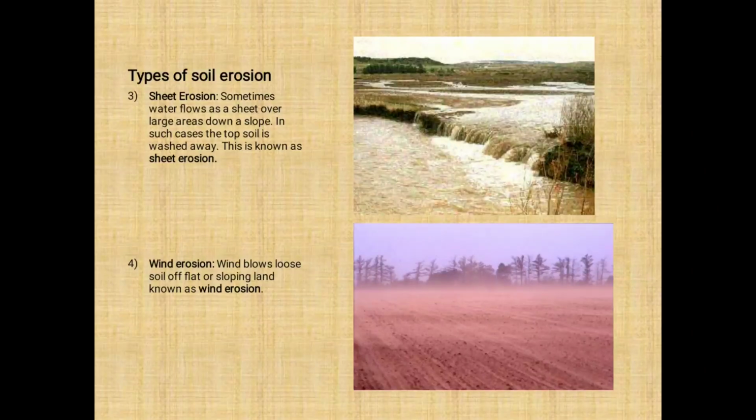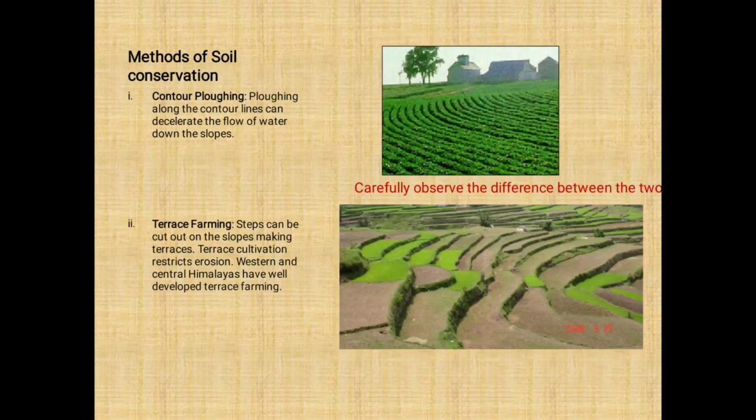Next one, wind erosion. Wind erosion means the wind may blow at a high speed and high velocity, taking off the sand and soil particles from one place to another. Wind blowing away the soil of flat sloping land is known as wind erosion.